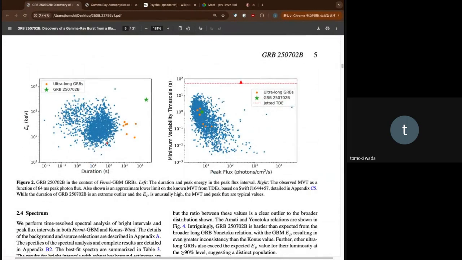And this figure shows the relation between duration and E peak. E peak is the peak energy of their spectrum. And here is typical long GRBs, and here is so-called ultra-long GRBs. They show the duration of about 1,000 seconds. But this GRB is much longer than this guy's, and E peak is a bit higher.